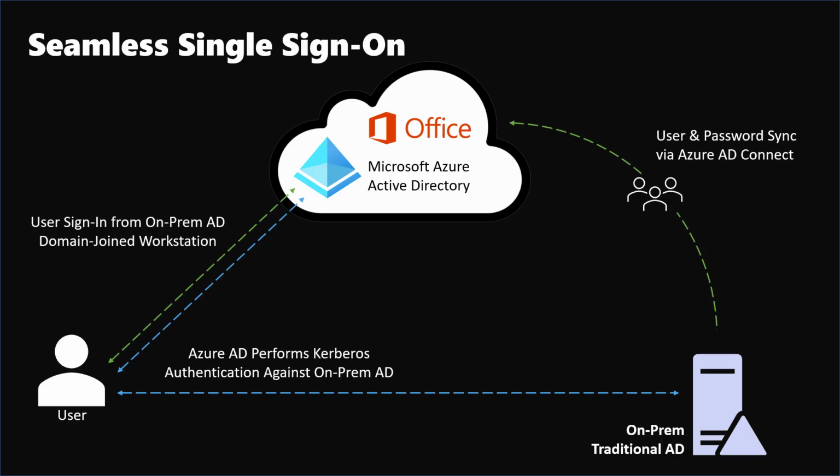Seamless SSO can be combined with either the password hash synchronization option or with pass-through authentication. However, it cannot be used with Active Directory Federation Services, or ADFS.